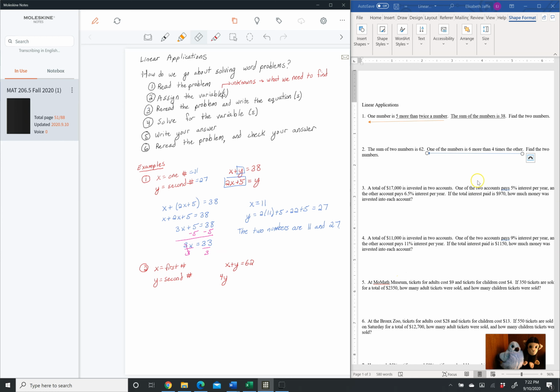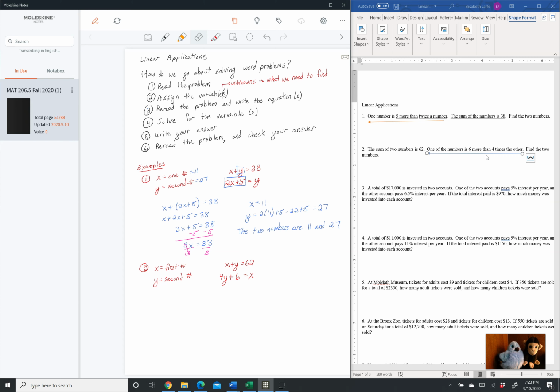Then the next thing that we see is 6 more than. So more than is plus. And then we see the word is means equal, and one of the numbers. So equals x. So again, you could have absolutely said 4x plus 6 is equal to y. That would have been absolutely okay. Okay. So we have these two sentences. Each sentence is an equation.